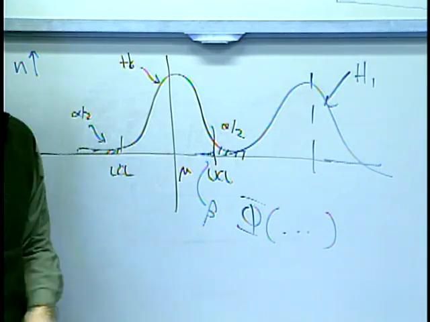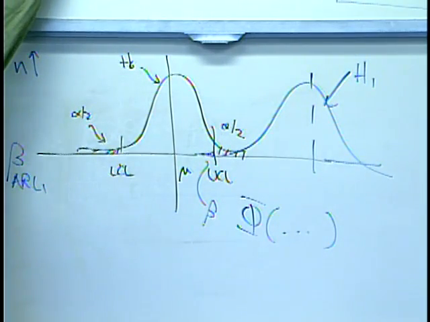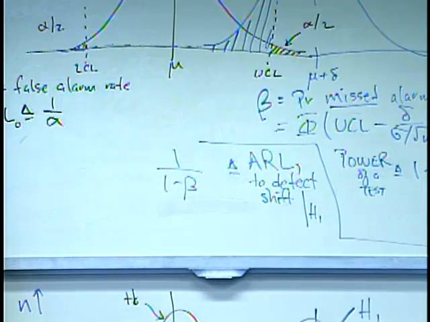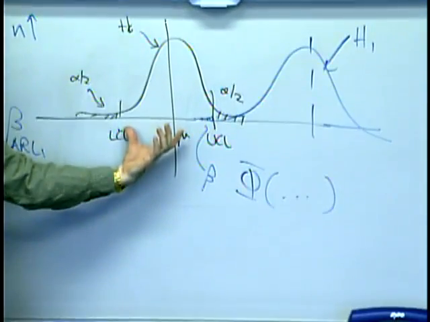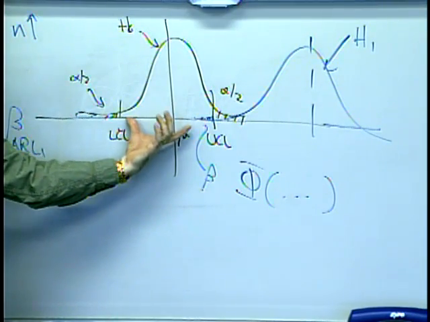You can set up Excel or whatever to solve it iteratively if you want. You said that when we change the size of N, beta changes, but alpha doesn't. But if the distribution is getting tighter, shouldn't alpha change as well? So the question was, when we change the sample size, the distribution gets tighter, so why doesn't alpha change?